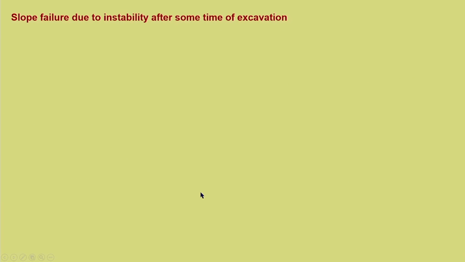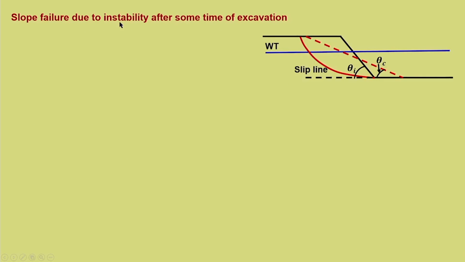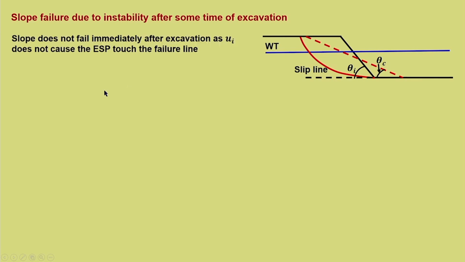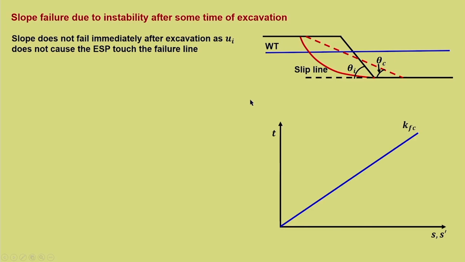Okay. Now, if the slope fails after some time of excavation, what will happen? The slope does not fail immediately after excavation, as U I does not cause the ESP to touch the failure line. So, this case is different, but the failure happens after some time of excavation. As the initial condition is same, the total stress path is same. For the effective stress path, you can see that the point Q dash is not touching the failure line. So, it is not failing immediately after excavation.